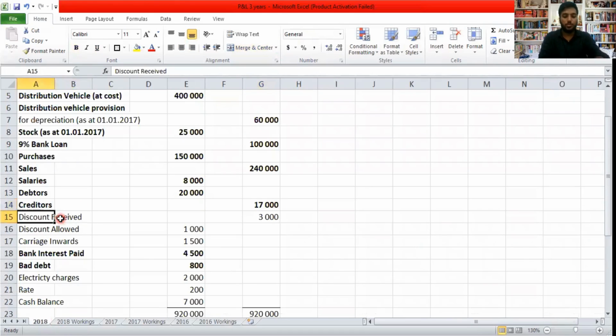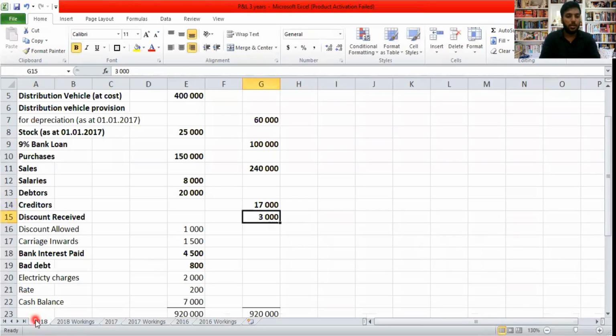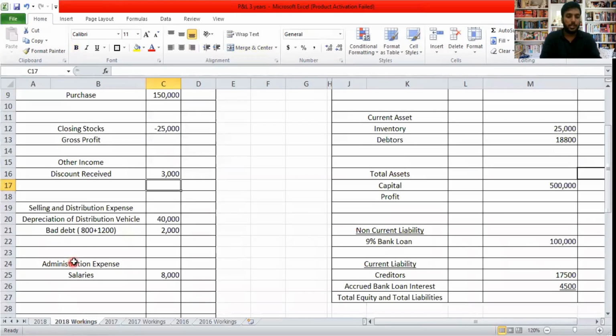Discount received is another income. It's money which you receive when you pay the creditor, because he gives an advance discount for you because you pay the money on time. Discount received is 3,000. And in 2018 you have discount allowed as 1,000. It's a selling expense because discount allowed comes when you sell the product. So I will consider it under selling and distribution expense as discount allowed, 1,000. I record 1,000.